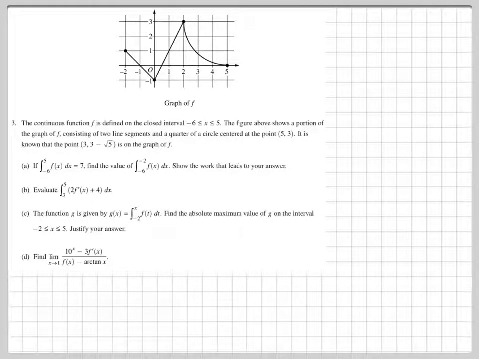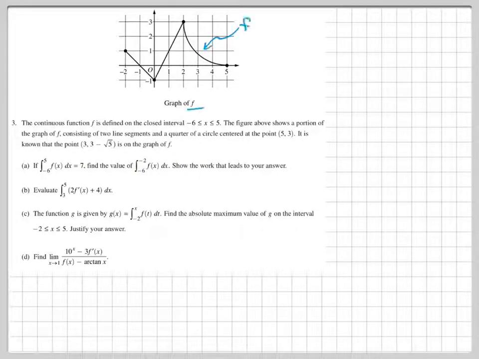2019, number 3. Okay, we're given this function right here, f. It says the continuous function f is defined on the closed interval from -6 to 5, which is interesting because this graph starts at -2. The figure above shows a portion of the graph of f consisting of 2 line segments and a quarter circle centered at the point (5, 3). It is known that the point (3, 3 minus rad 5) is on the graph of f.